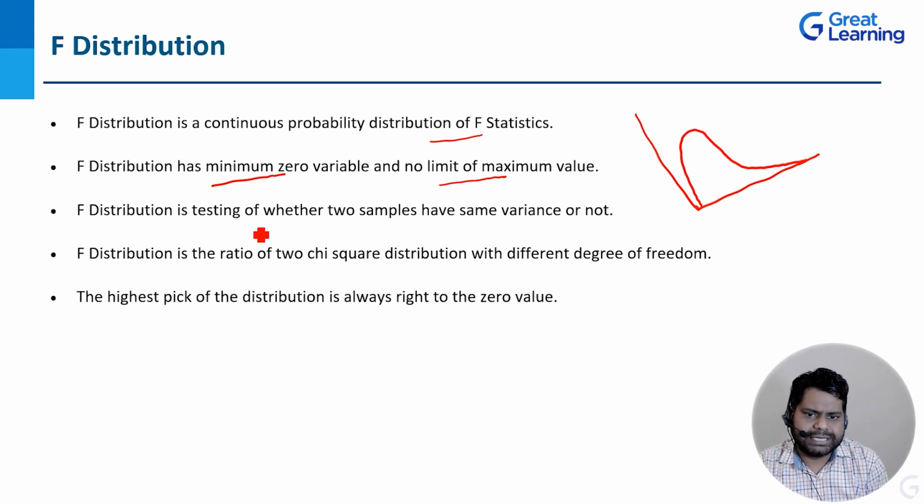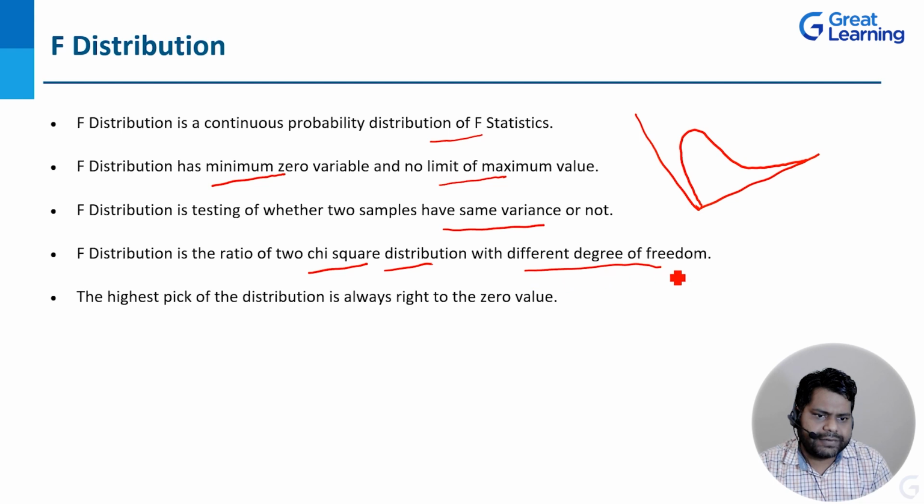F distribution is used for testing whether two samples have the same variance or not. F distribution is the ratio of two independent chi-square distributions with different degrees of freedom. The highest peak of the distribution is always to the right of the 0 value.